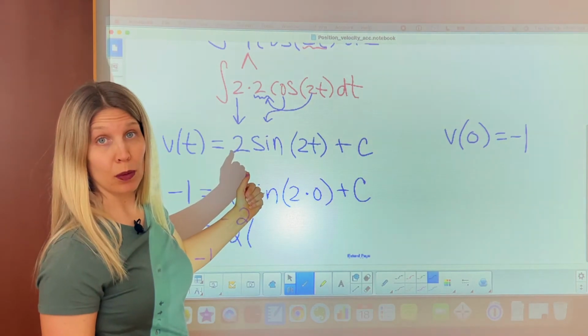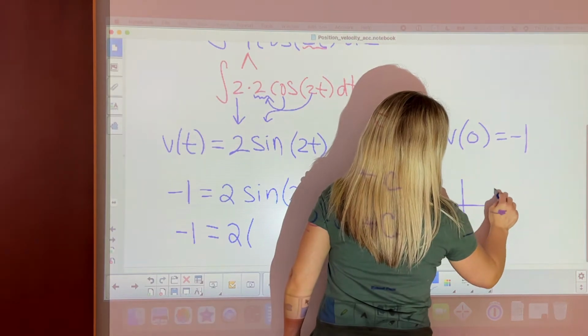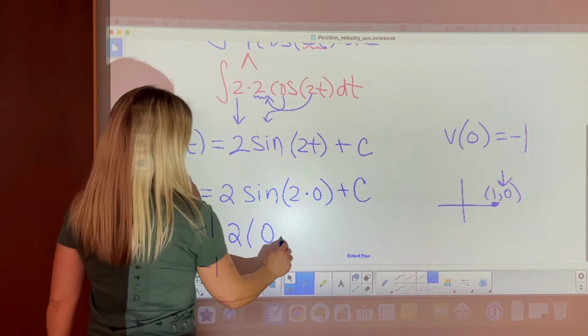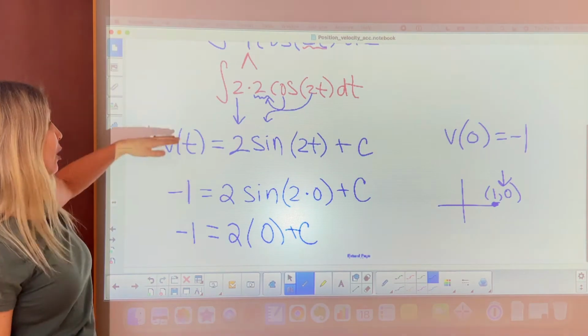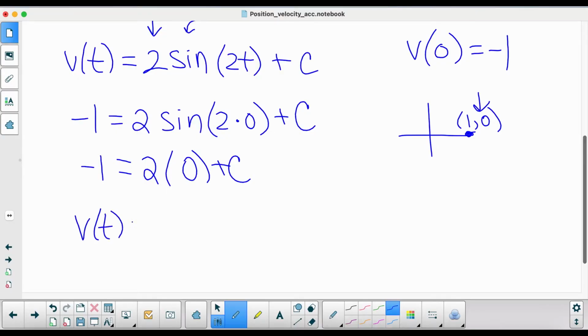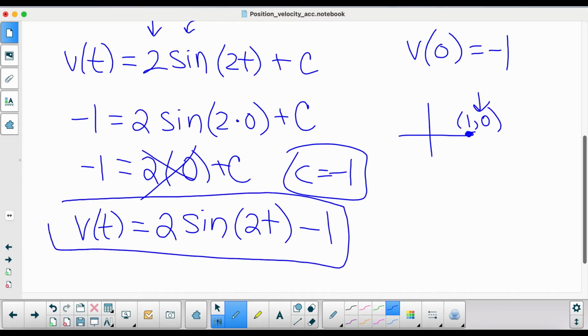We just solved that in the other problem. If you don't remember, go back and look at it. But if you need to know, it's right here. Ordered pairs, sine of 0 is going to be 0, so this is going to be 0 plus C, which means our C value is just going to equal negative 1. So now we can go back to our velocity equation and plug in negative 1 for C. So V of t equals 2 sine 2t, and C was negative 1. Remember, C was negative 1 over here? That was this business because that drops. Minus 1. This is your velocity equation.